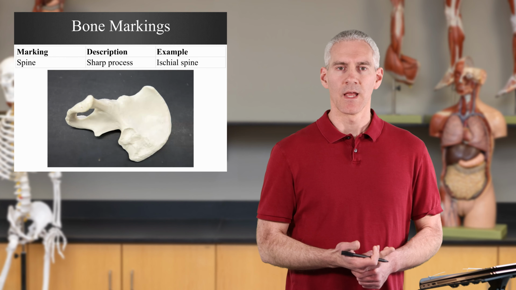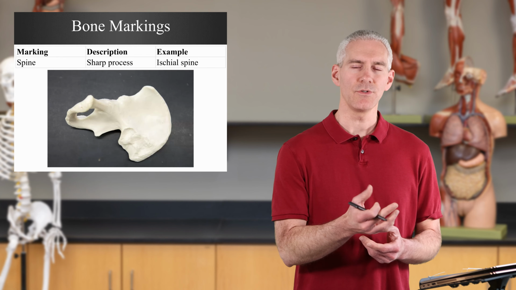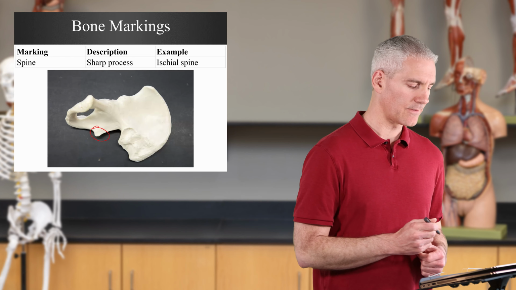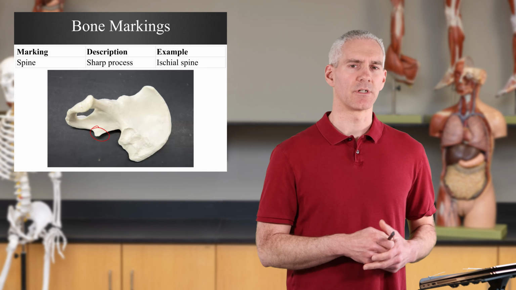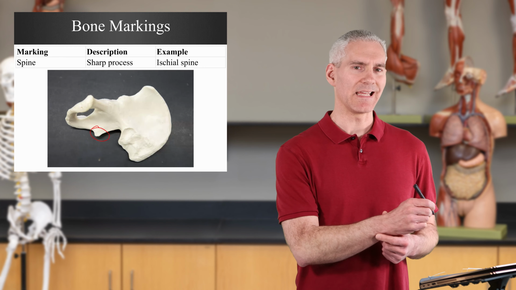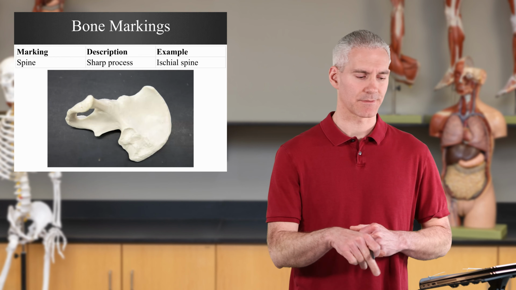Spine. Now a spine is going to be a point or organ of protrusion, but usually a spine is a smaller little point. This is referred to as the ischial spine. Ischial is a region of the coxal bone, which is your hip bone. The ischial spine is more of a sharp, pointed protuberance.